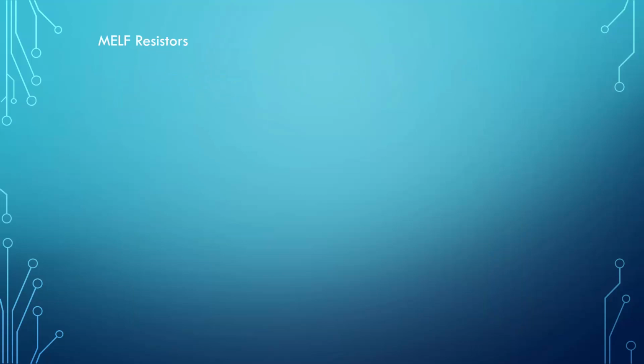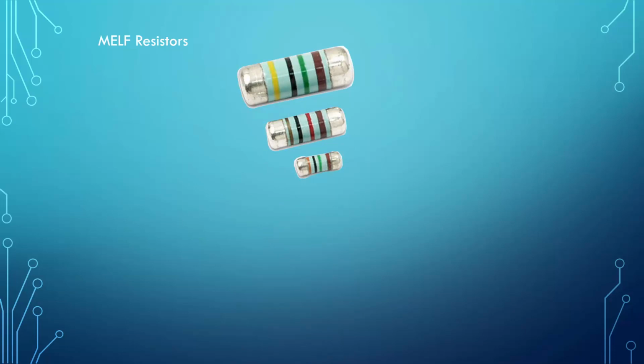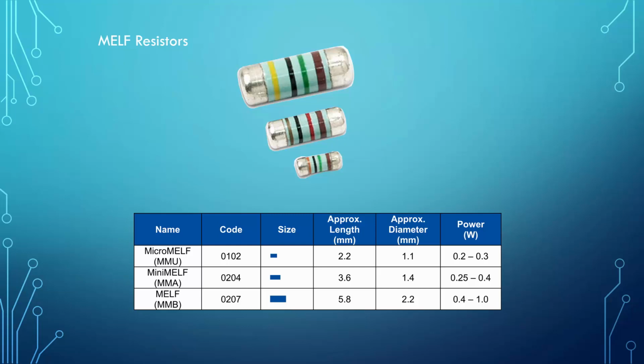In this part, we're gonna talk about MELF resistors. A MELF resistor, or metal electrode leadless face, is a subset of SMD resistors with a cylindrical shape that is metallized at its ends. They are used in high precision applications since they have a low failure rate, high moisture resistance, and are able to withstand high temperatures. There are three main MELF packages: micro MELF, mini MELF, and MELF package. You can see these packages' dimensions in the table below.